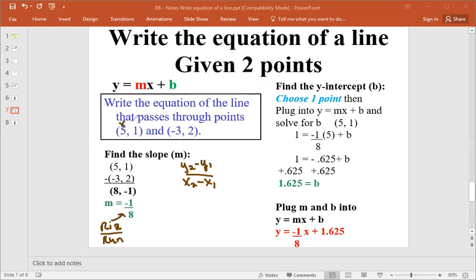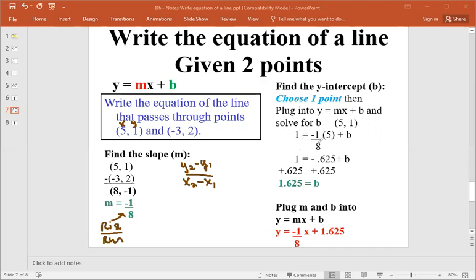I chose the first point. You could have chosen the second point. It doesn't matter, but you pick one of these 2 points. Now we're going to plug in. So our y that I chose was 1, so I plugged my 1 in. M was negative 1/8 down here, so we plugged in negative 1/8. Our x value I chose was the 5, so there's the 5 plus b.